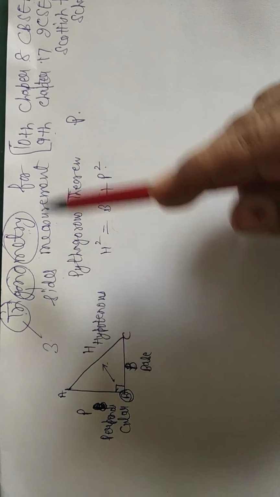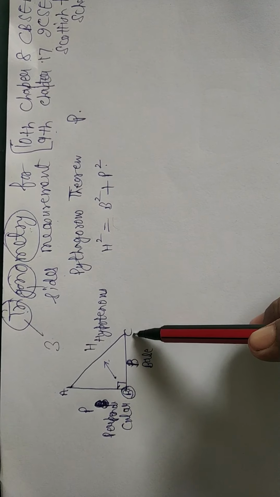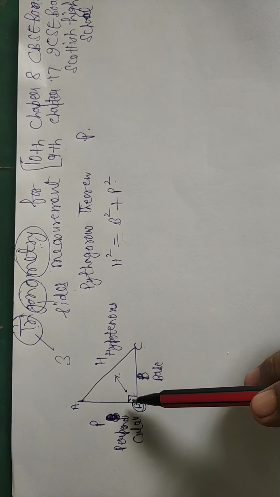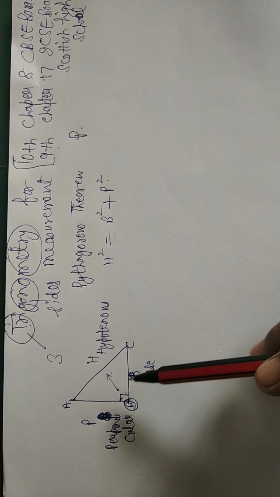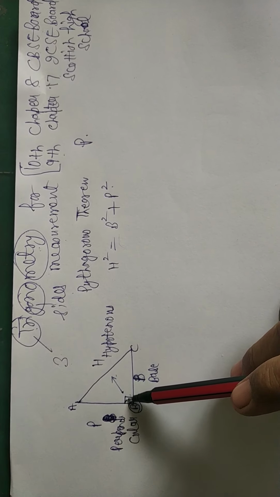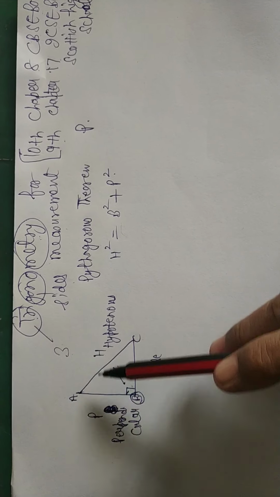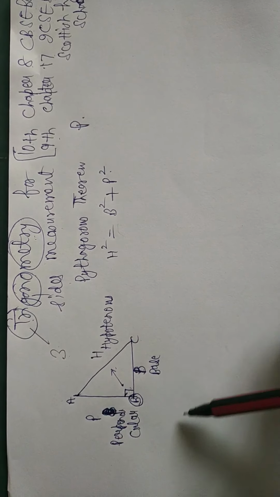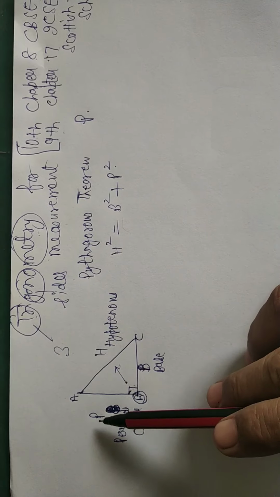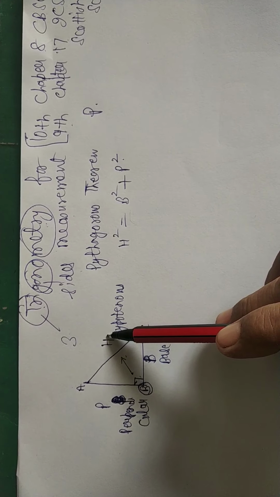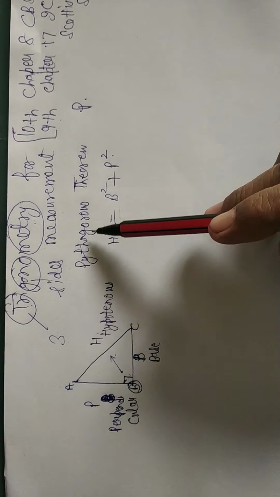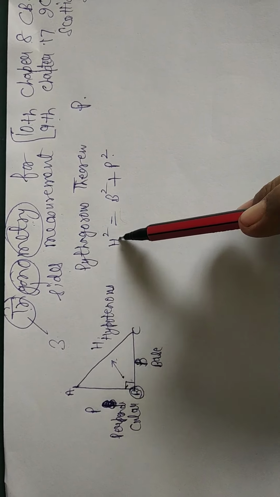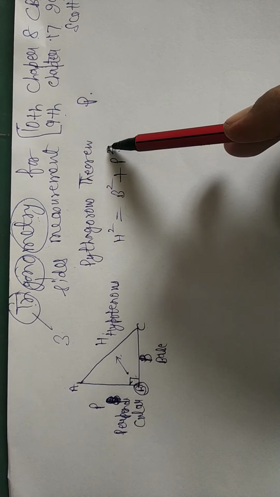3 sides measurement. So let us suppose in triangle ABC, angle B is 90 degrees, which is mandatory, that one angle should be of 90 degrees. And this is the base, and opposite to the 90 degree angle there is a side which is called the hypotenuse, and this is the perpendicular. So now we will use the Pythagoras theorem to find all 3 sides, because if any 2 sides are given, we can find the third side by using the Pythagoras theorem formula, which is hypotenuse square equals base square plus perpendicular square.